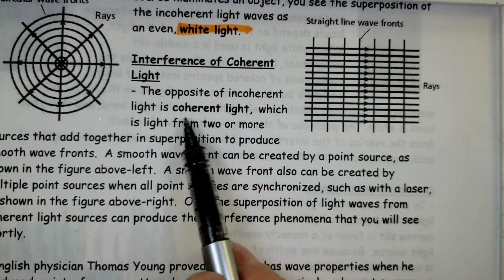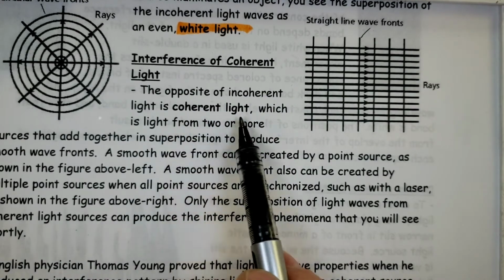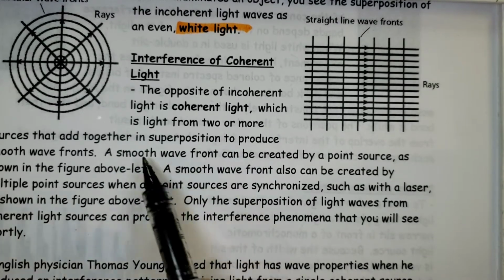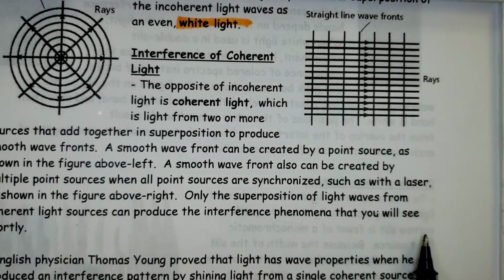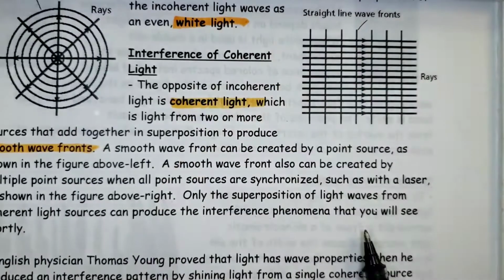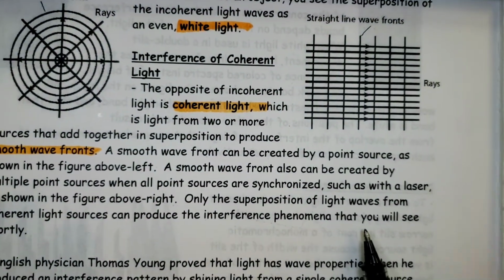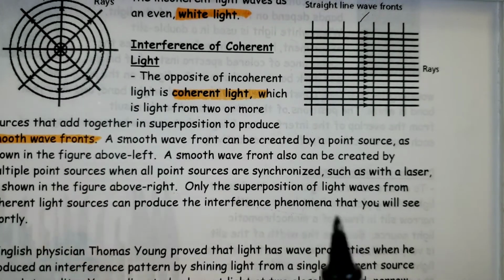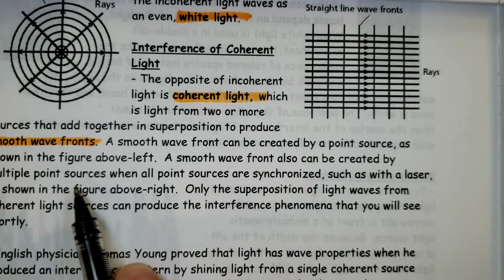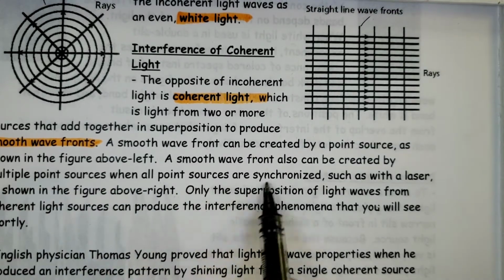Interference and coherent light. The opposite of incoherent light is coherent light, which is light from two or more sources that add together in superposition to produce smooth wave fronts. A smooth wavefront can be created by a point source such as shown in the figure above left. A smooth wavefront can also be created by multiple point sources when all points are synchronized.